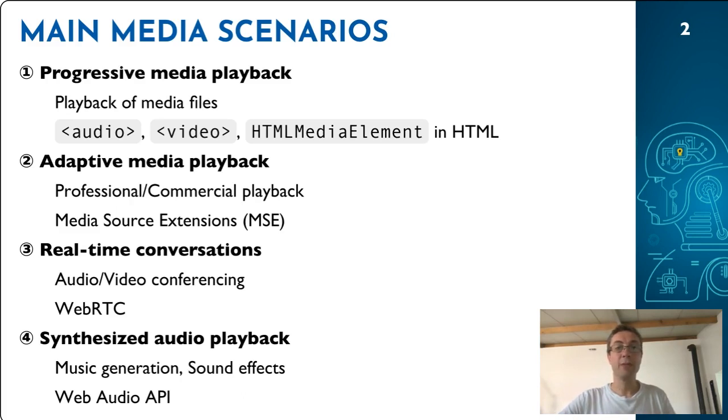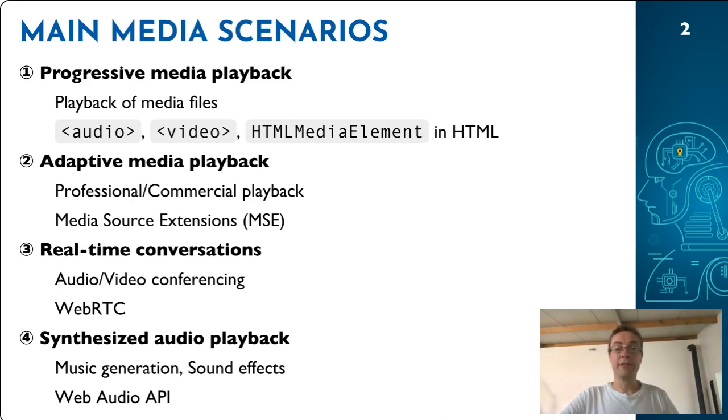Second scenario is support for adaptive media playback. Here, the goal is to adjust video parameters, typically the resolution, in real time to the user's current environment. The scenario was enabled by Media Source Extensions, or MSE for short. It brought professional and commercial media content to the web, and MSE is by far the main mechanism used to stream on-demand media content on the web today.